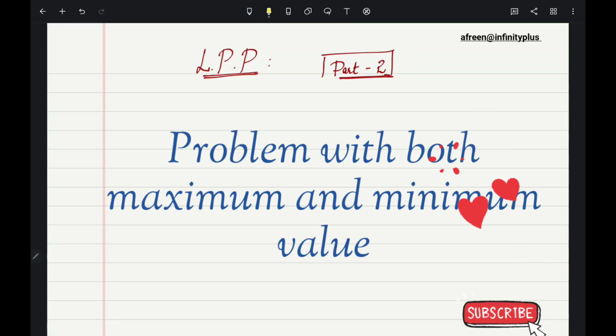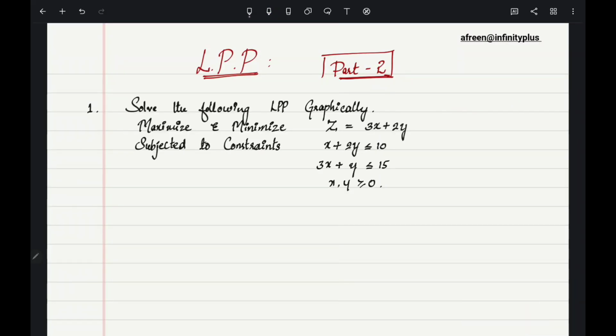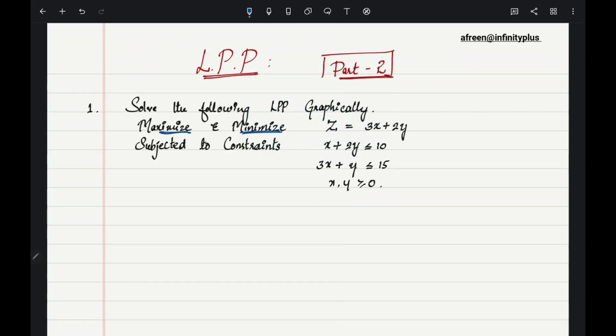So let's jump right in and solve our first LPP, which has both a maximum and a minimum solution in the same problem. Let's start with an example. Solve the following LPP graphically. They have given maximize and minimize, so what you have to do is find the maximum value and also the minimum value for the objective function they have given. This is the objective function we discussed earlier. Subject to the constraints they have given, and also the non-negative constraint x, y greater than or equal to 0.